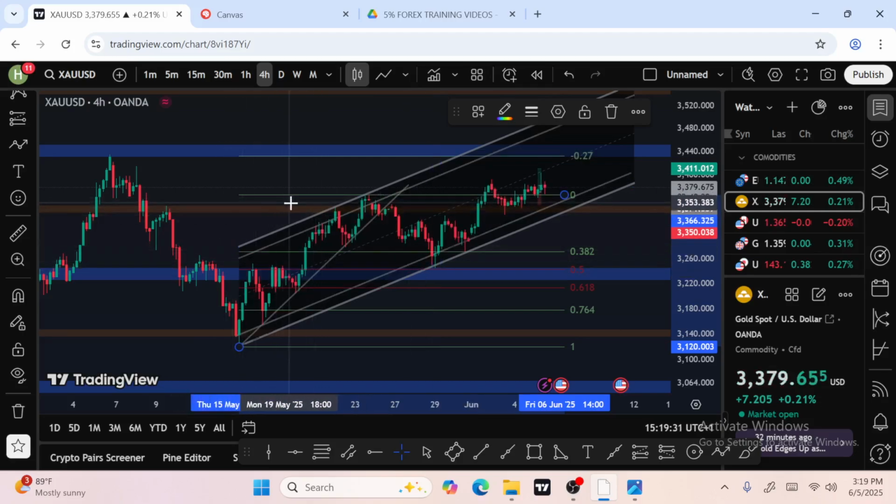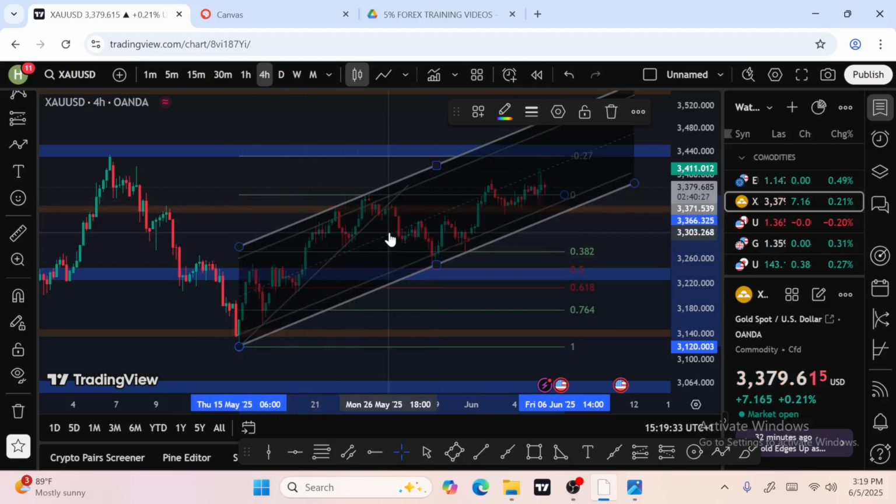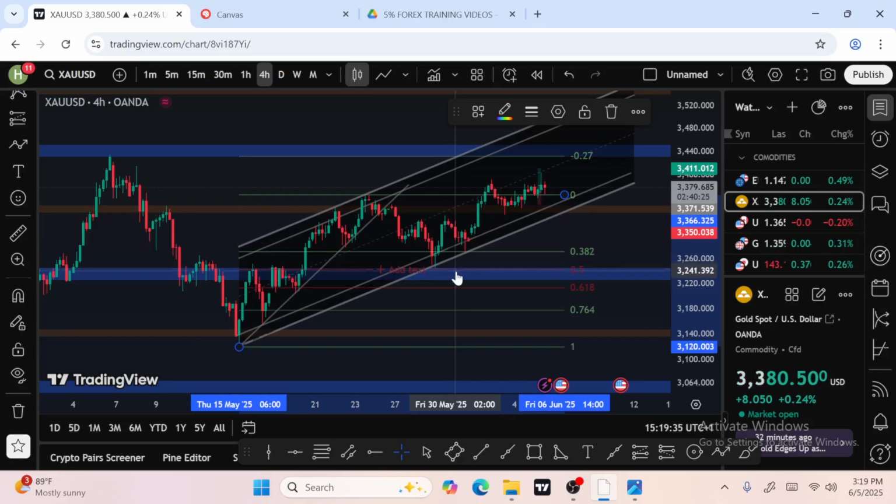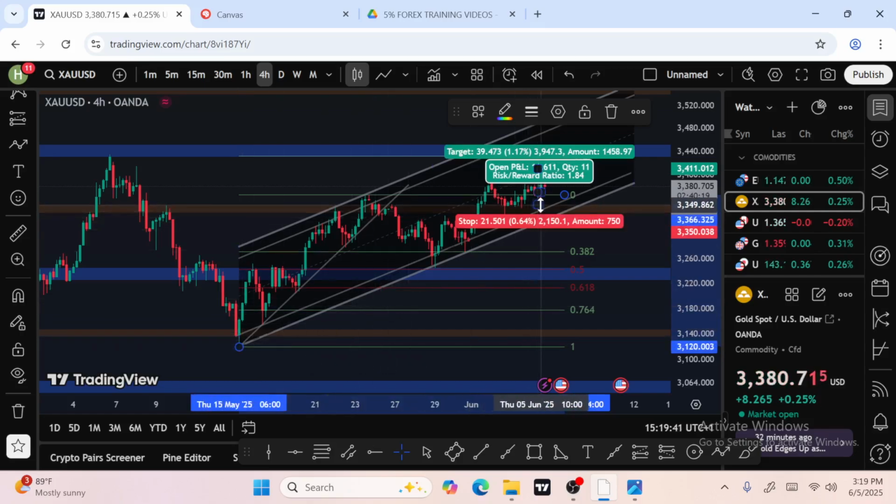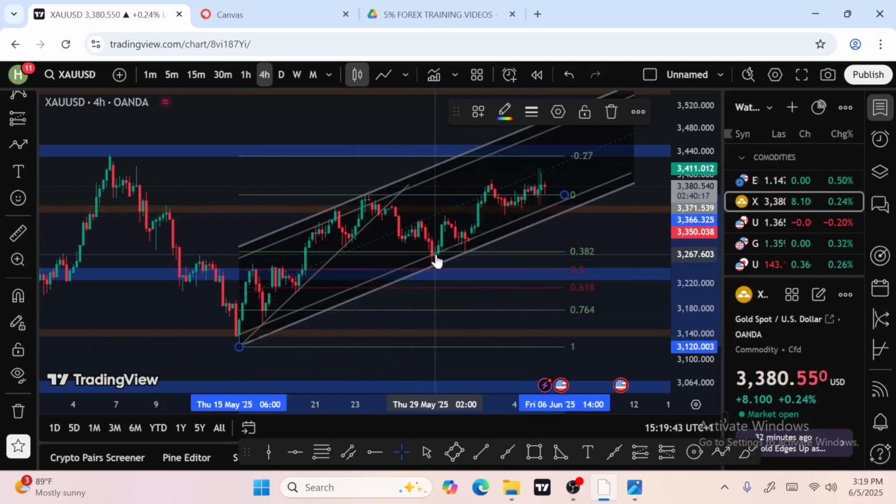It came up to this minor zone, respected it, and came down to this zone as a support, interjecting with your support trend line, and giving you a final confirmation of a candlestick pattern.